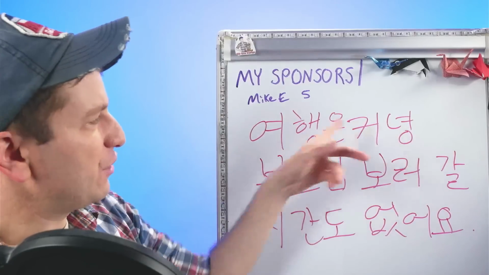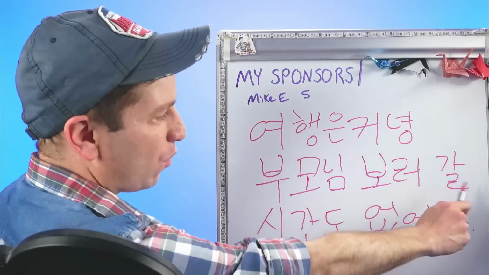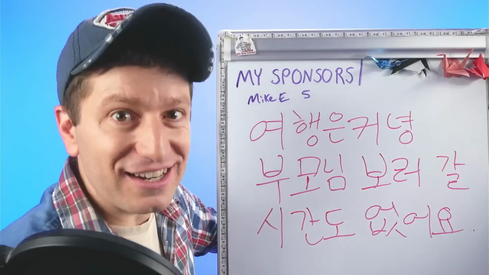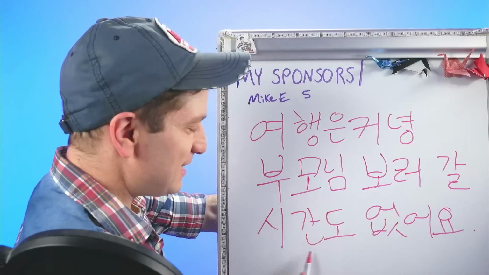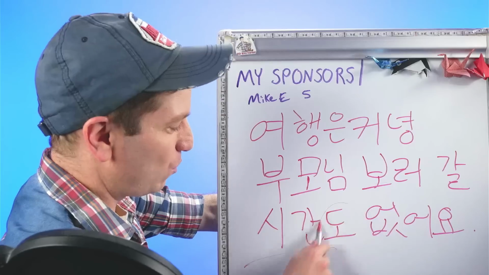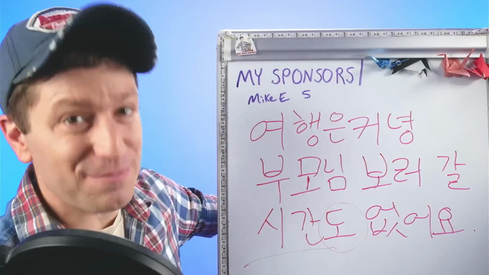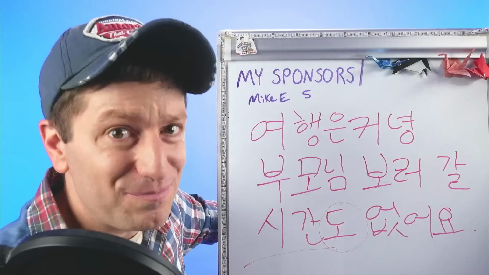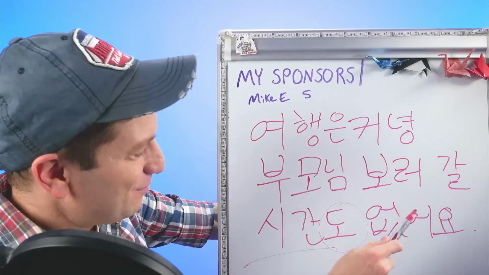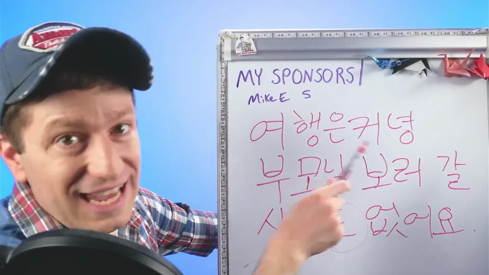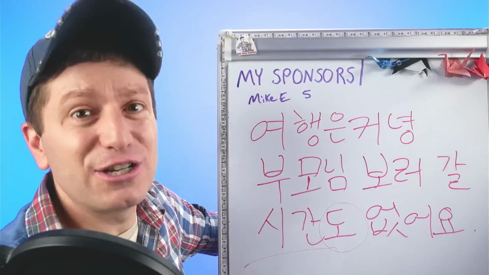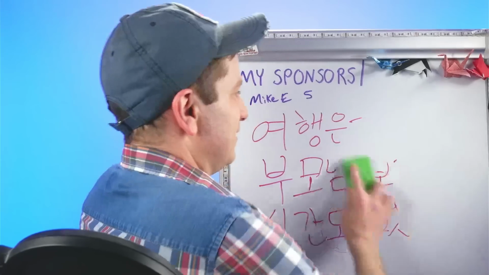여행은 커녕. So forget a trip. 부모님 보러 가다, to go to see my parents. 부모님 보러 갈 시간, time to go see my parents. 도 없어요. I don't even have time to go see my parents, let alone take a trip. 여행은 커녕 부모님 보러 갈 시간도 없어요. Forget traveling, I don't even have time to go see my parents.